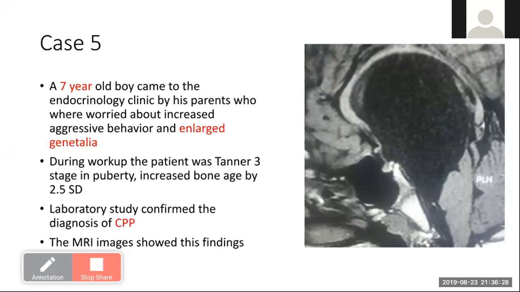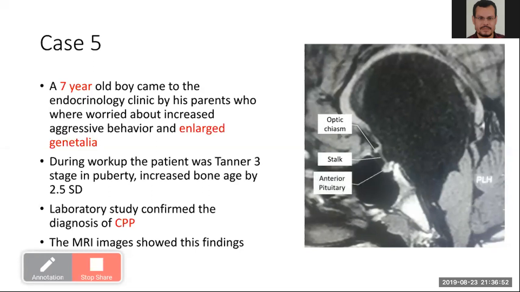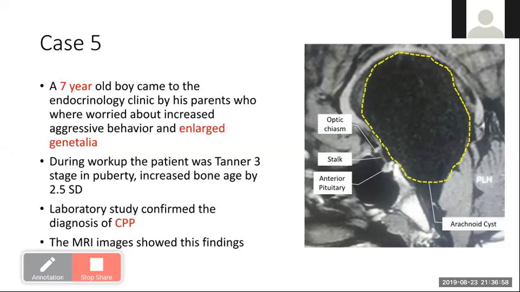Rathke cyst? No, Rathke cyst doesn't come like this. As always, I like to give some hints. This is the optic chiasm, to know what we are looking for. This is the pituitary stalk. This is the anterior pituitary. And we have this lesion. Yes, this is a cystic lesion. Arachnoid cyst, yes.